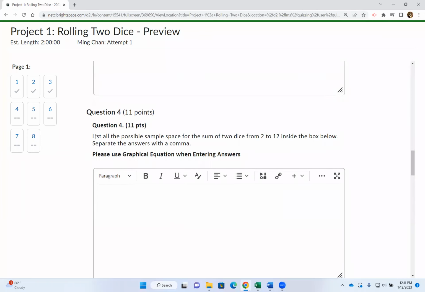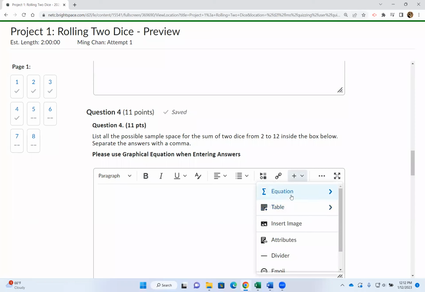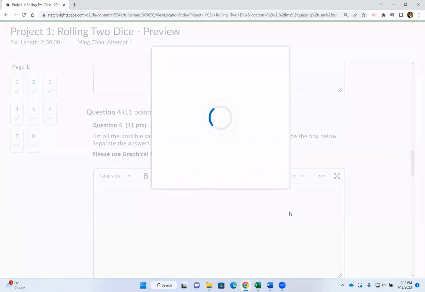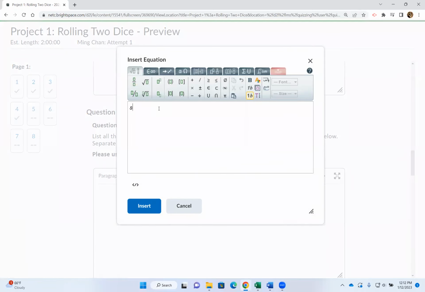Now, question number 4 is listing all the possible sample space for the sum of 2 dice from 2 to 12. Okay. Separate your answer with a comma. So I'm going to do one for you, okay? So you can get an idea. Let me do the sum of 3. Press another enter. So very similar to what you did earlier, sum of 3, okay? So list a possible sample space.